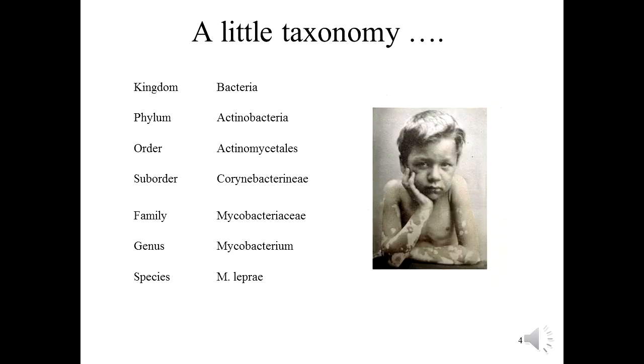A little taxonomy check also. Mycobacterium leprae: the kingdom is Bacteria. The phylum is Actinobacteria, order is Actinomycetales, suborder is Corynebacterineae, and it belongs to the family Mycobacteriaceae. The genus is Mycobacterium. And of course, our species is Mycobacterium leprae.